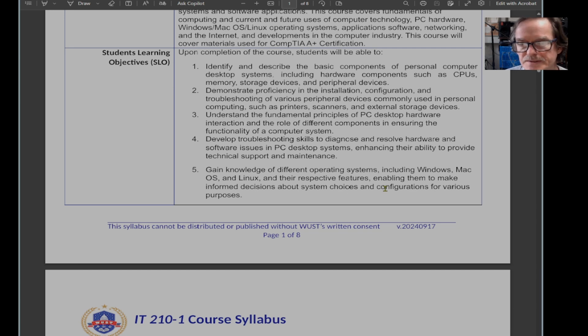Troubleshooting skill development, that's important. And to learn about different operating systems. We'll be focusing on Windows and Mac because those are the systems that you have. A lot of the commands and all the ideas are the same, though, also on Linux.